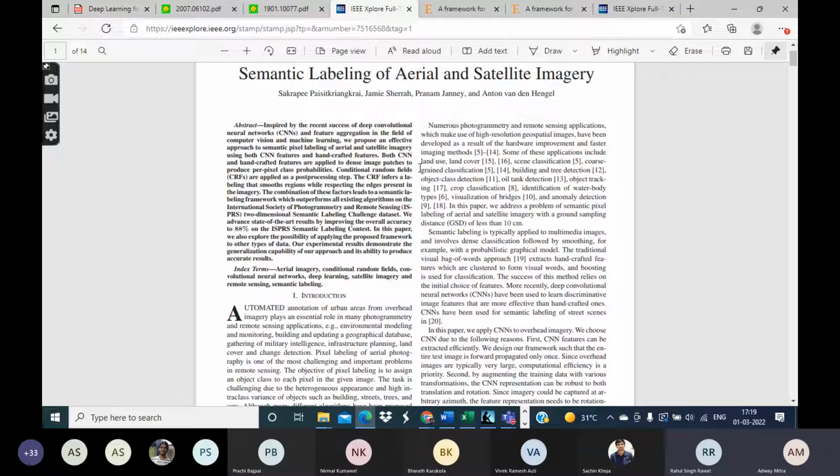Next, conditional random fields are applied as a post-processing step. So this is an important thing which they are talking about. The conditional random field is basically a probabilistic model. We'll understand what exactly it does. It infers a labeling that smooths regions while respecting the edges present in the imagery. So smoothness of pixels, or the spatial coherence of the pixels, is something which I had told you about yesterday also. That is, if two pixels are adjacent, most likely they should be related to the same object.